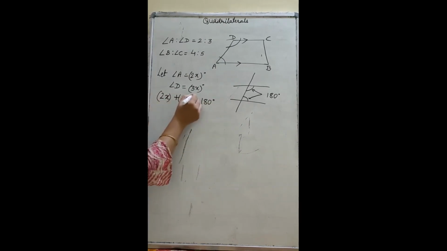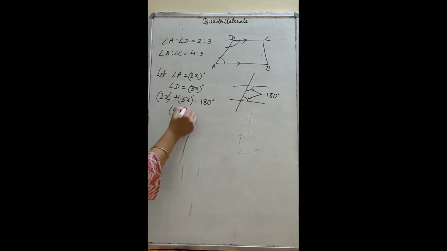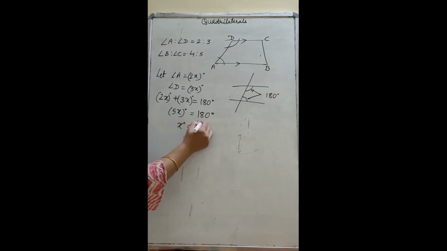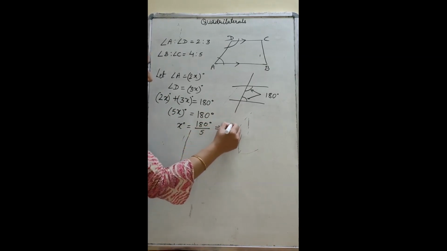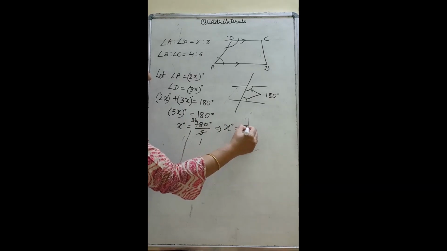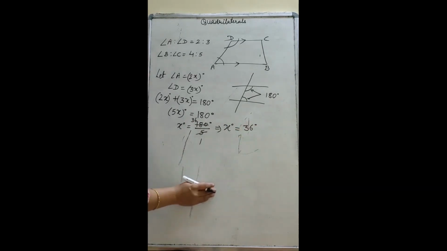2x plus 3x becomes 5x. So 5x degrees is equal to 180 degrees. Now x degrees is equal to 180 degrees divided by 5. So we will get the value of x. 5 1 is 5, 5 3 is 15, remaining 3 and 0, 30, so 5 6 is 30. So the value of x is 36 degrees.